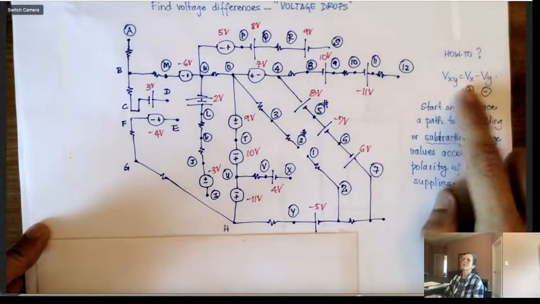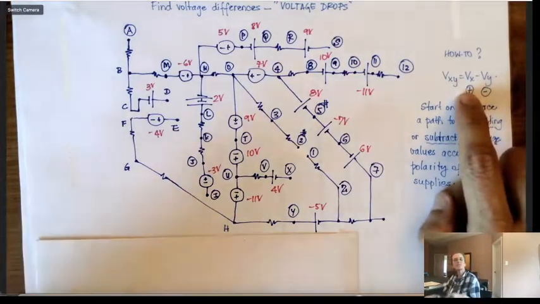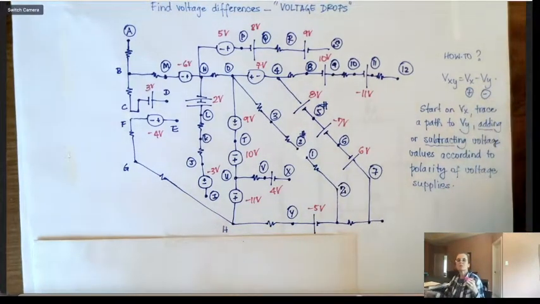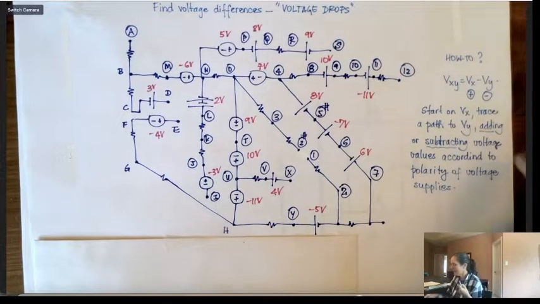For every Vx and Vy, I'm going to think that Vx is my plus of the multimeter, and Vy is where I'm putting the black side of the multimeter, the minus. And I'm going to go from X to Y. I'm going to trace a path there and add or subtract voltage values according to the polarities of the voltage supplies.